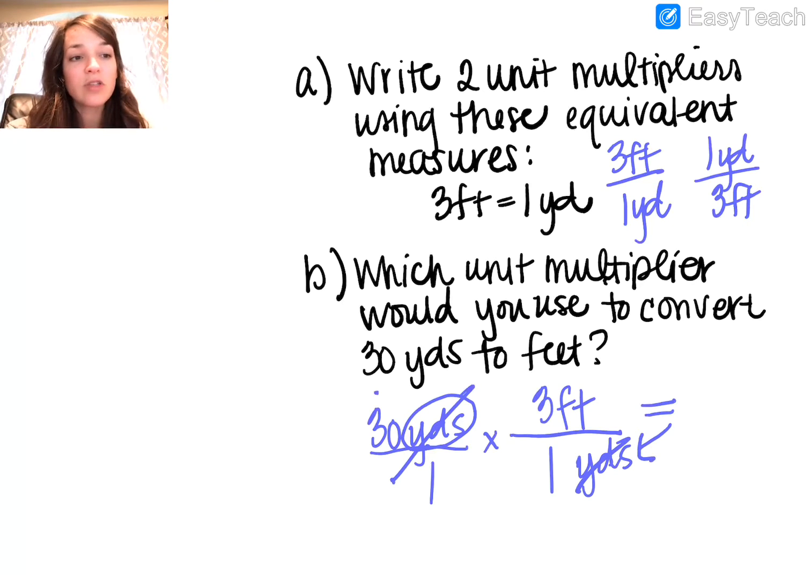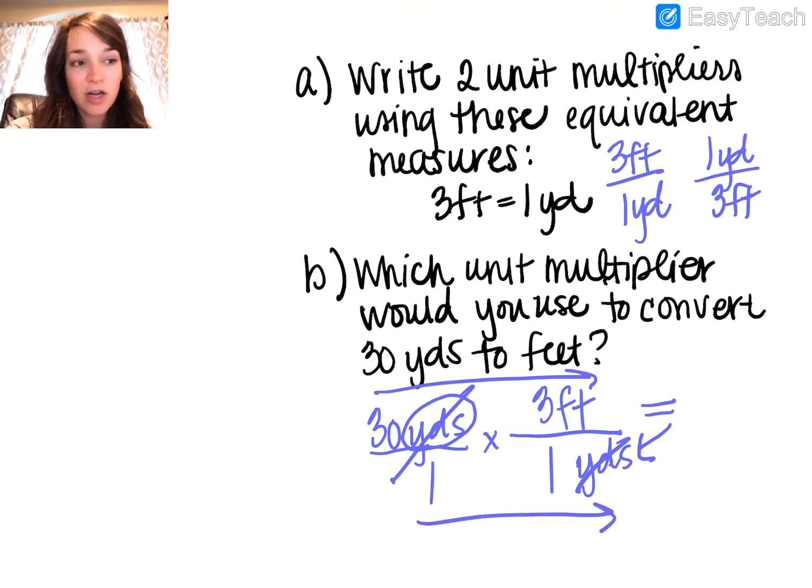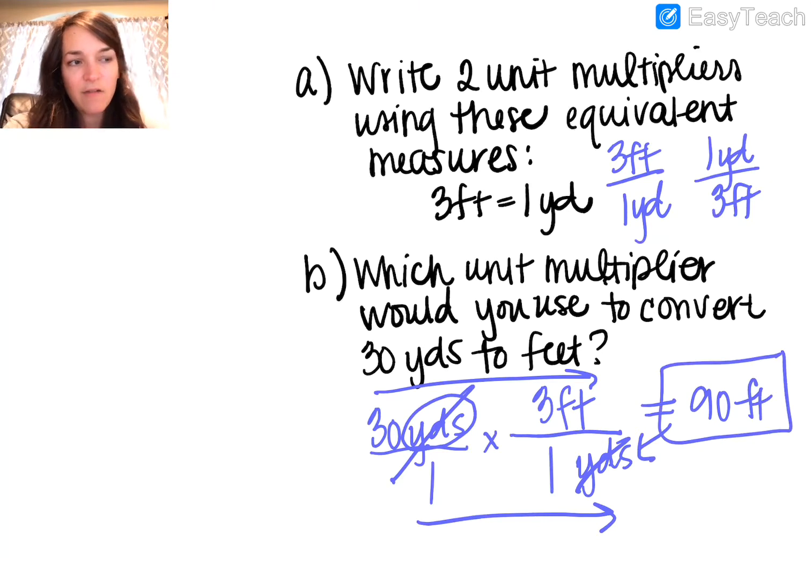And we just multiply straight across the top, straight across the bottom. So 30 times 3 gives me 90. 1 times 1 is just 1. Remember, dividing by 1 doesn't change anything. So you end up with 90 feet. Okay? Let's look at one more.